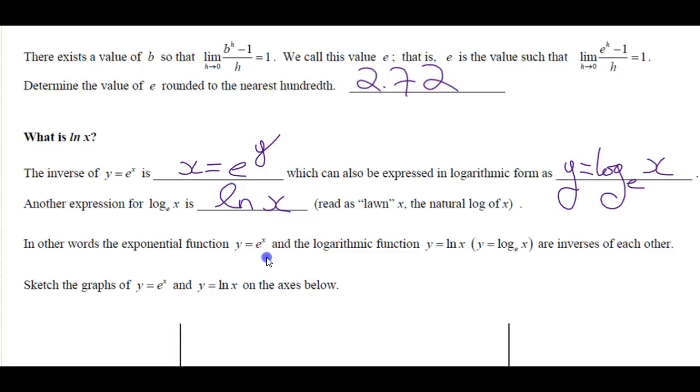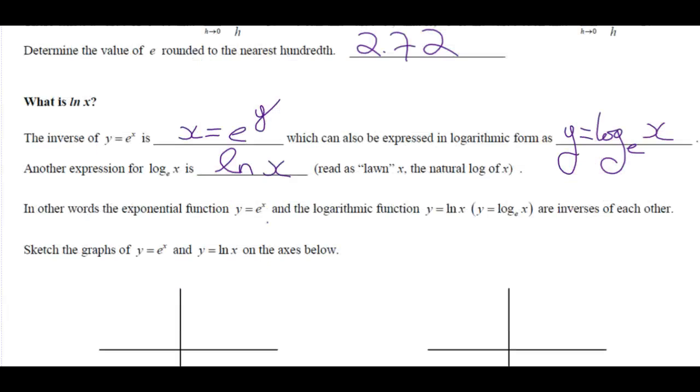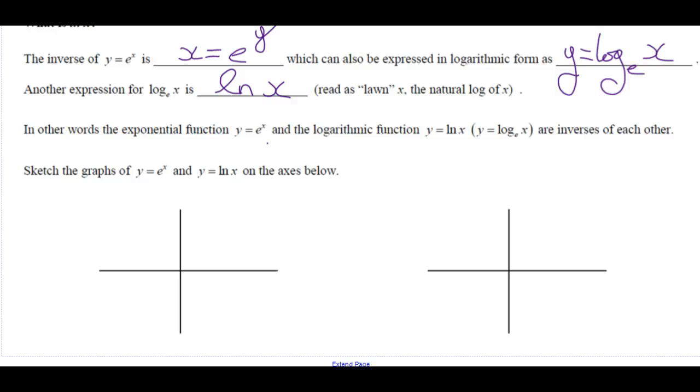I don't know. So in other words, the exponential function y equals e to the x and the logarithmic function y equals ln x, which is log base e of x, are inverses of each other. Sketch the graphs of y equals e to the x and y equals ln of x on the axes below. So this is just basically an exponential function, right? It's got the characteristic y-intercept, which is when x is 0, is 1. The base e is bigger than 1, so it's an increasing function, or exponential growth.